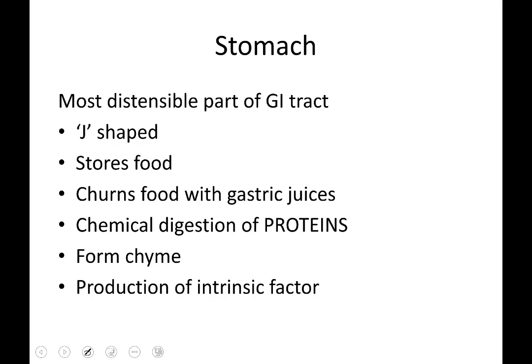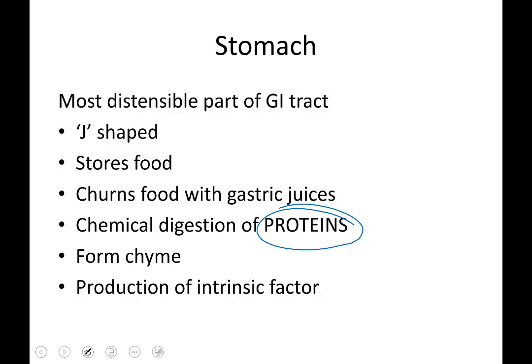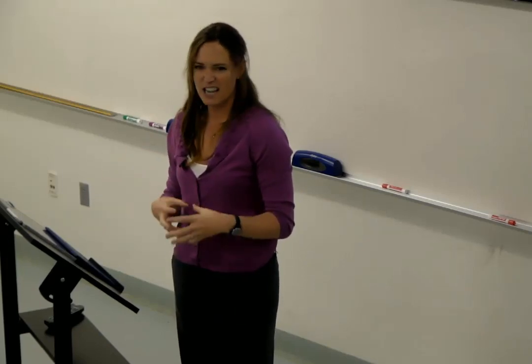The stomach is the most extensible. It can stretch out, store food, churn food, and mix it with the gastric juices. But what do we want the gastric juices for? We are digesting proteins, digesting in the chemical sense, breaking up protein bonds. When we're done churning, mixing and breaking down the protein, the food that leaves the stomach is known as chyme. Chyme is this acidic, juicy food.